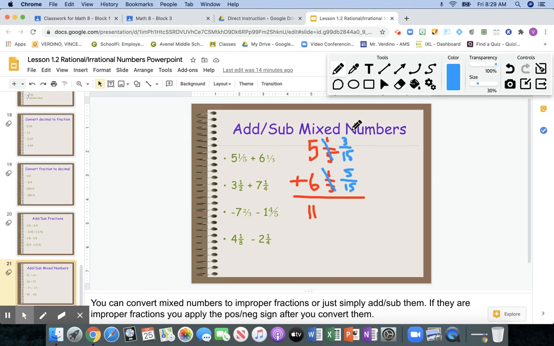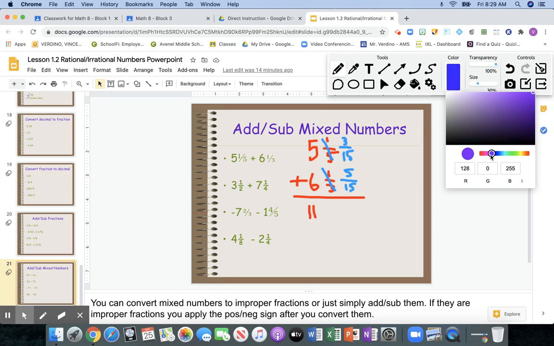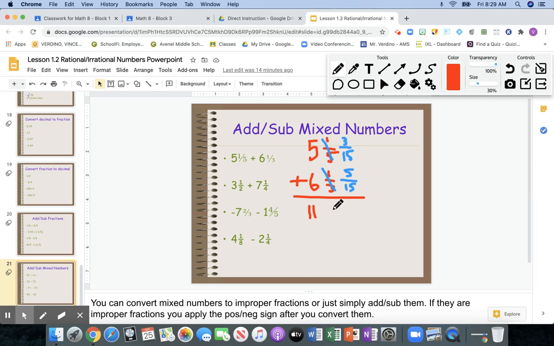So now, I can add the blue fractions. 3/15 plus 5/15 is going to give me 8/15. So as a final answer, I'm going to have 11 and 8/15. If you can simplify this, you still have to simplify it. All right, that's still your final step. In this case, I can't divide 8 and 15. They don't share a common factor.